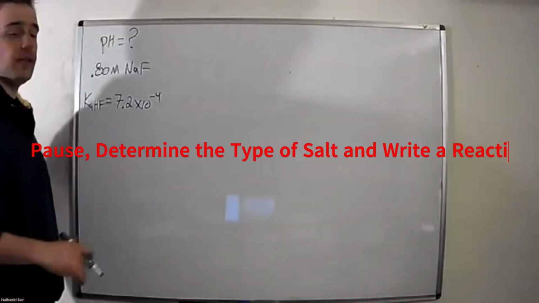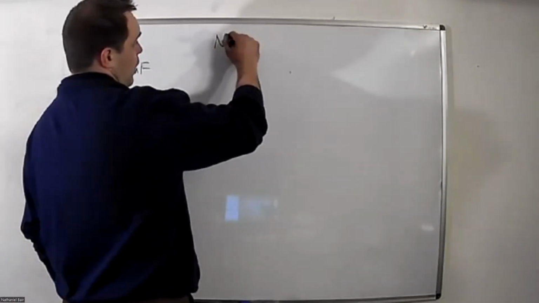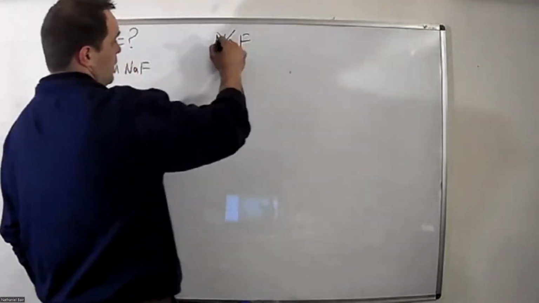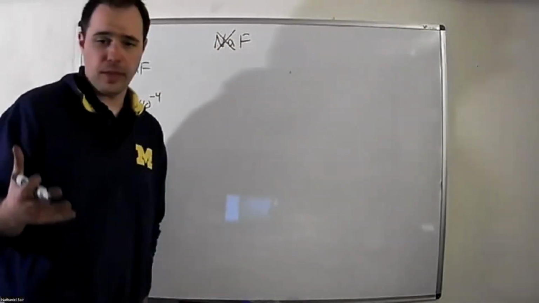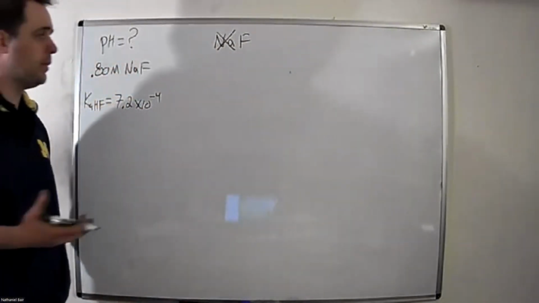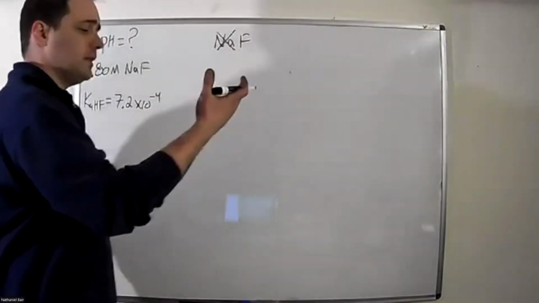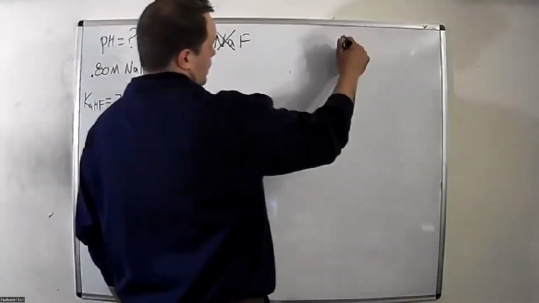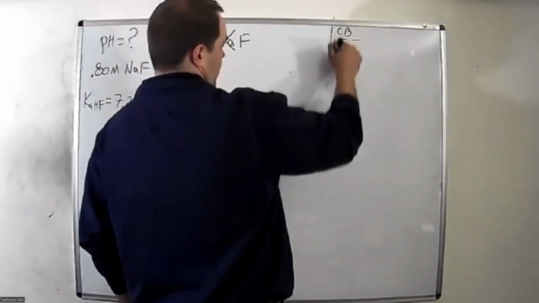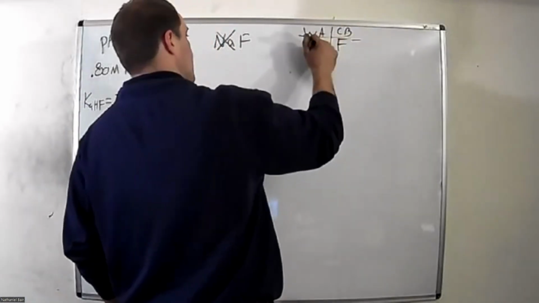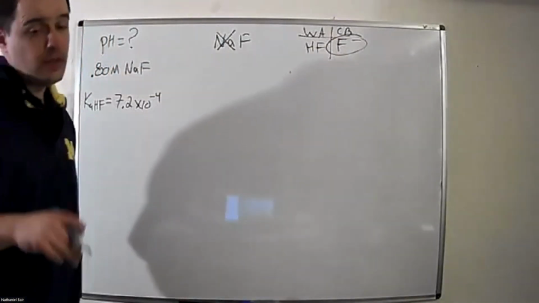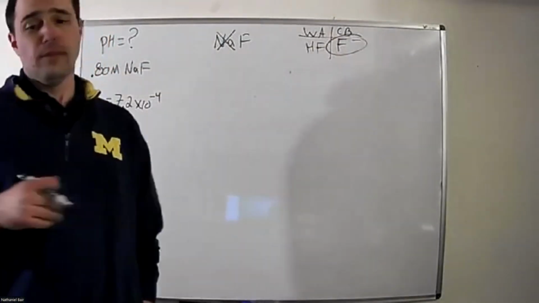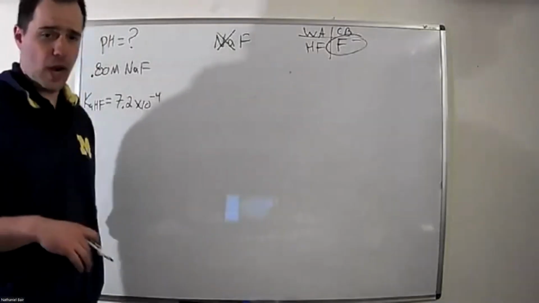All right, hopefully you figured out this is a basic salt. Why is sodium fluoride basic? Sodium is an alkali metal cation. It's the conjugate acid of a strong base, sodium hydroxide. So that's a non-existent acid, but fluoride is the conjugate base of the weak acid HF, meaning fluoride is a decent base. So hopefully you figured out it's a basic salt. That's the first step in this process.